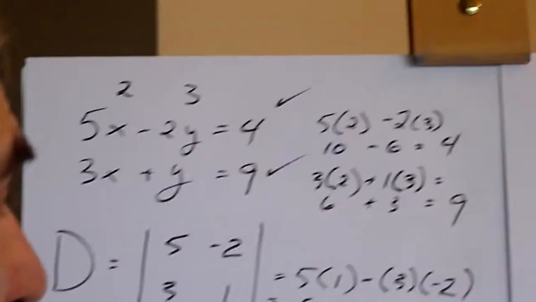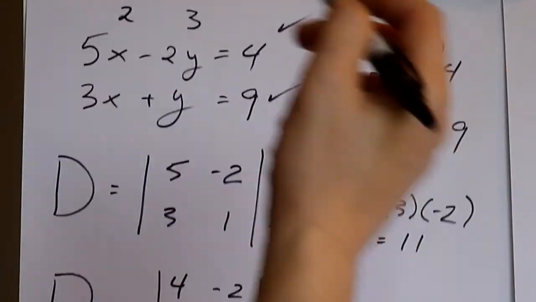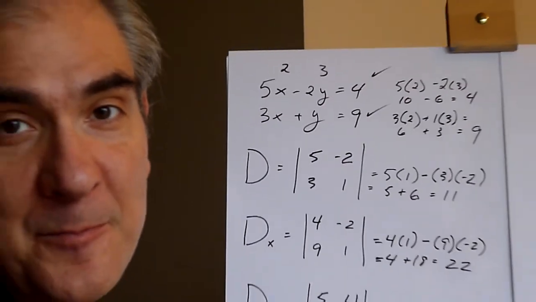So basically we were able to use Cramer's rule to solve the system of equations. Does it make sense?